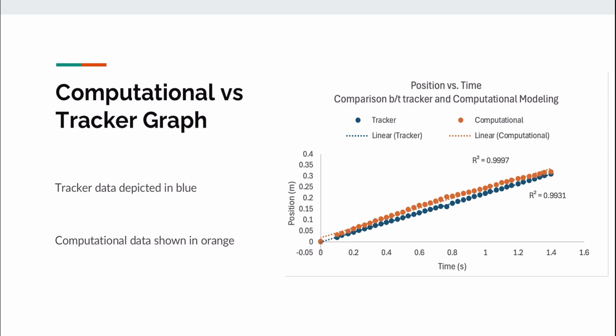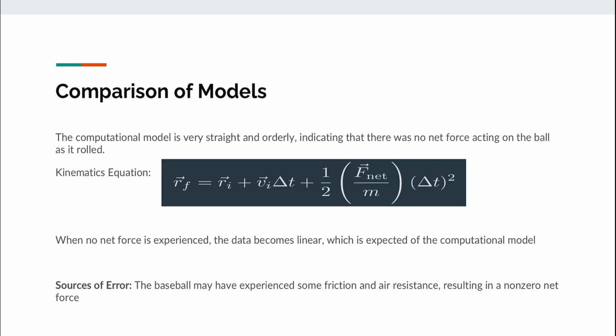However, upon a close inspection, you will see the tracker line deviate slightly at certain time intervals, such as at 0.8 seconds. This deviation indicates the presence of an external force that opposes the direction of the travel by the baseball and prevents the object from traveling at a constant velocity. The computational model, as you saw, is very straight and orderly in nature. This indicates that there was no net force that acted on the ball as it rolled.